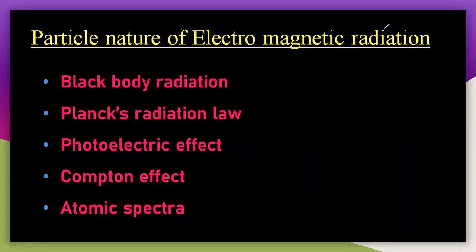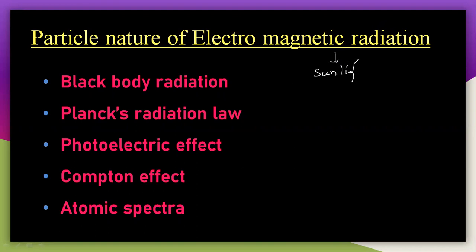So my dear students, now we will discuss the particle nature of the electromagnetic radiation. In the last class, we were dealing with the Bohr's atomic model. To develop the Bohr's atomic model, we need to discuss the dual nature of, so we need to discuss the particle nature of the electromagnetic radiation. So what is an electromagnetic radiation? It is nothing but our sunlight.